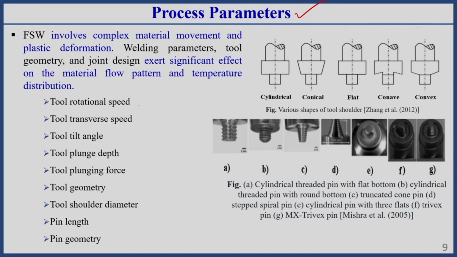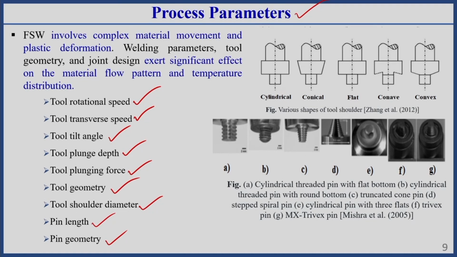So you see, these are the operating or process parameters. The most important parameter is tool rotational speed. Another one is tool transverse speed, that means welding speed. Then another is tool tilt angle and tool plunge depth, then tool plunging force, then tool geometry: tool shoulder diameter, pin length and pin geometry. These are very important parameters which significantly affect the material flow and the joint quality of the FSW process. This you should keep in mind.